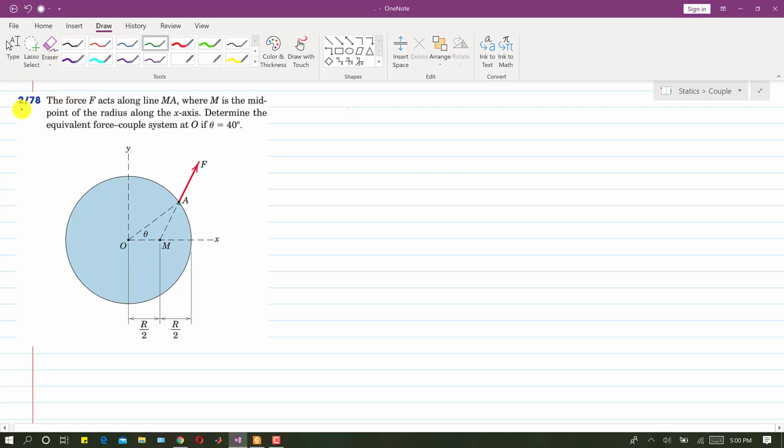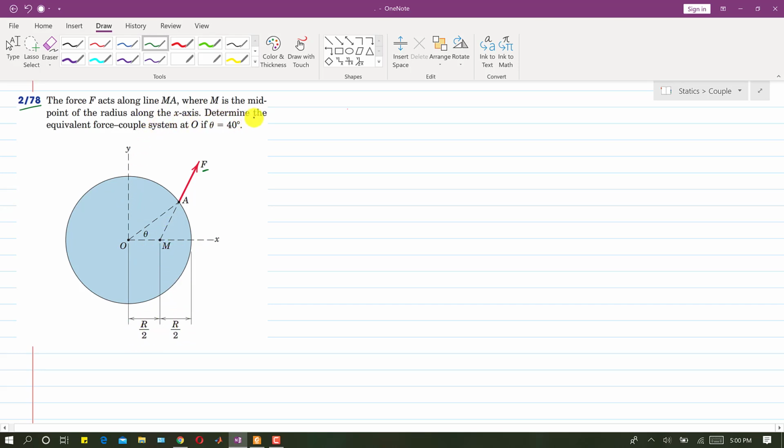Now we are going to solve this last problem from the couples topic. So this is problem 278. In this problem it is said that the force F acts along line MA, where M is the midpoint of the radius along the x-axis. So this is along the x-axis and this is the midpoint of this radius. This means that this length is half of the radius and this length is half of the radius, right?